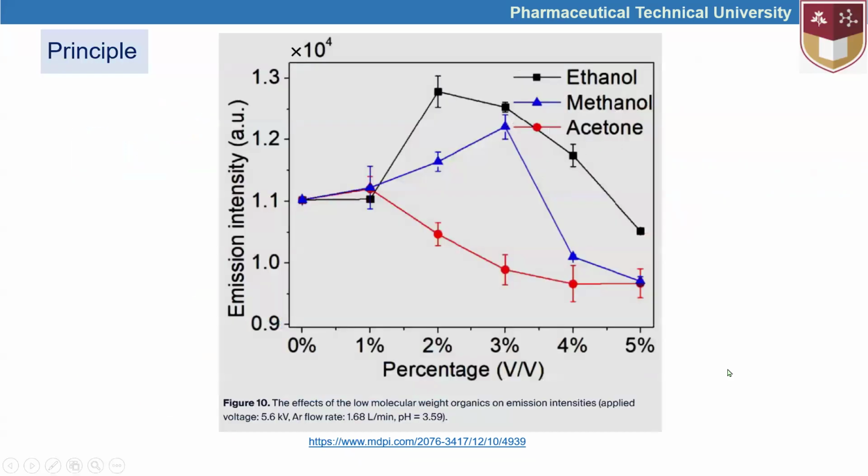Okay, next. These are about the factors that might affect the emission spectrum. Here we can see the emission intensity of ethanol, methanol, and acetone. The red line belongs to acetone. So based on their differences in the emission intensity, some liquids should be selected in order to minimize the effects of different chemicals.